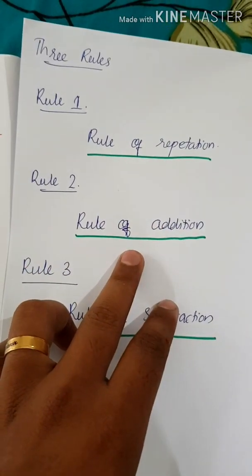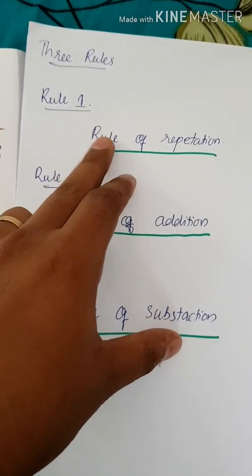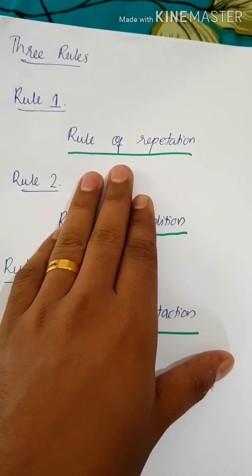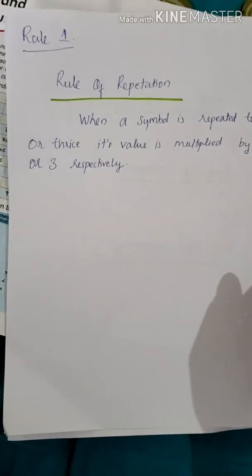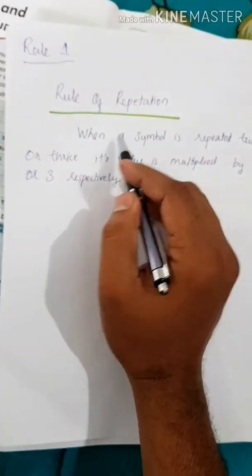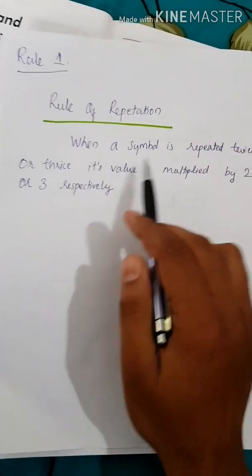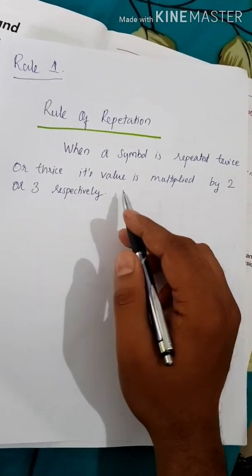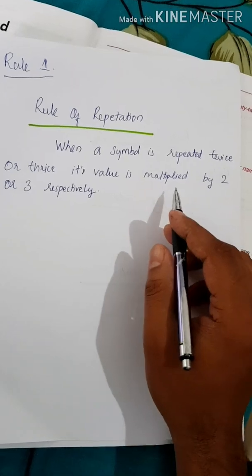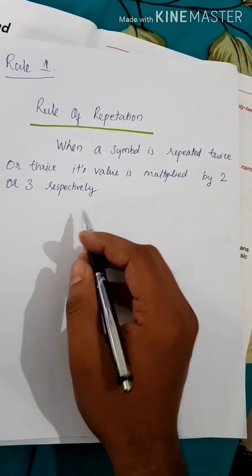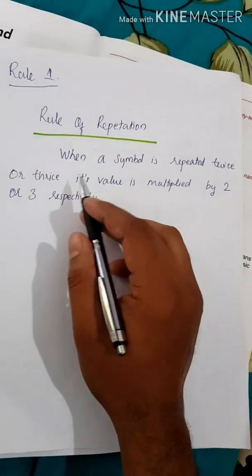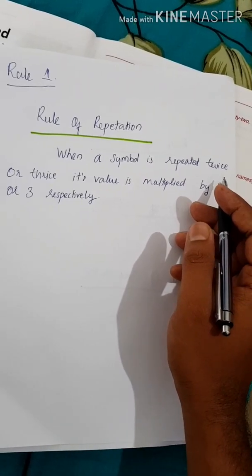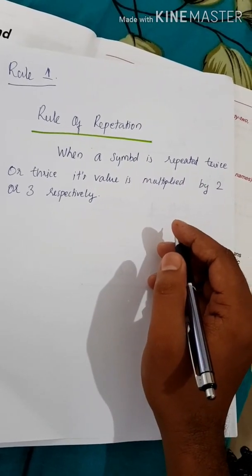Okay students, rule 1. The first rule we are going to learn about. What is the first rule? Please read it. Rule of repetition. When a symbol is repeated twice or thrice, its value is multiplied by 2 or 3 respectively. Students, once again, when a symbol is repeated twice or thrice, its value is multiplied by 2 or 3 respectively.